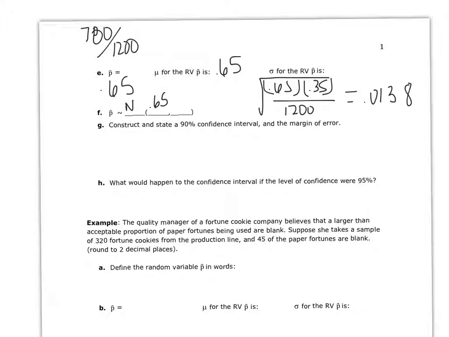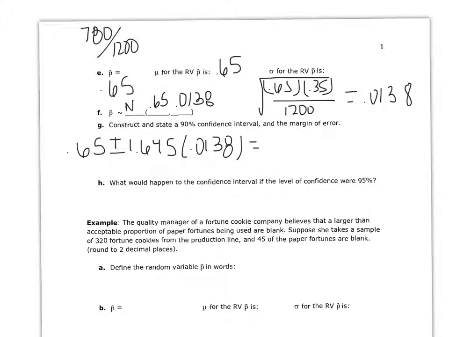And the standard deviation of what we just found, 0.0138. Now we're ready to construct that 90% confidence interval. We take the p hat value, 0.65, plus or minus the z value that goes with the 90% confidence interval, which is 1.645, and then times the standard deviation, so times 0.0138.